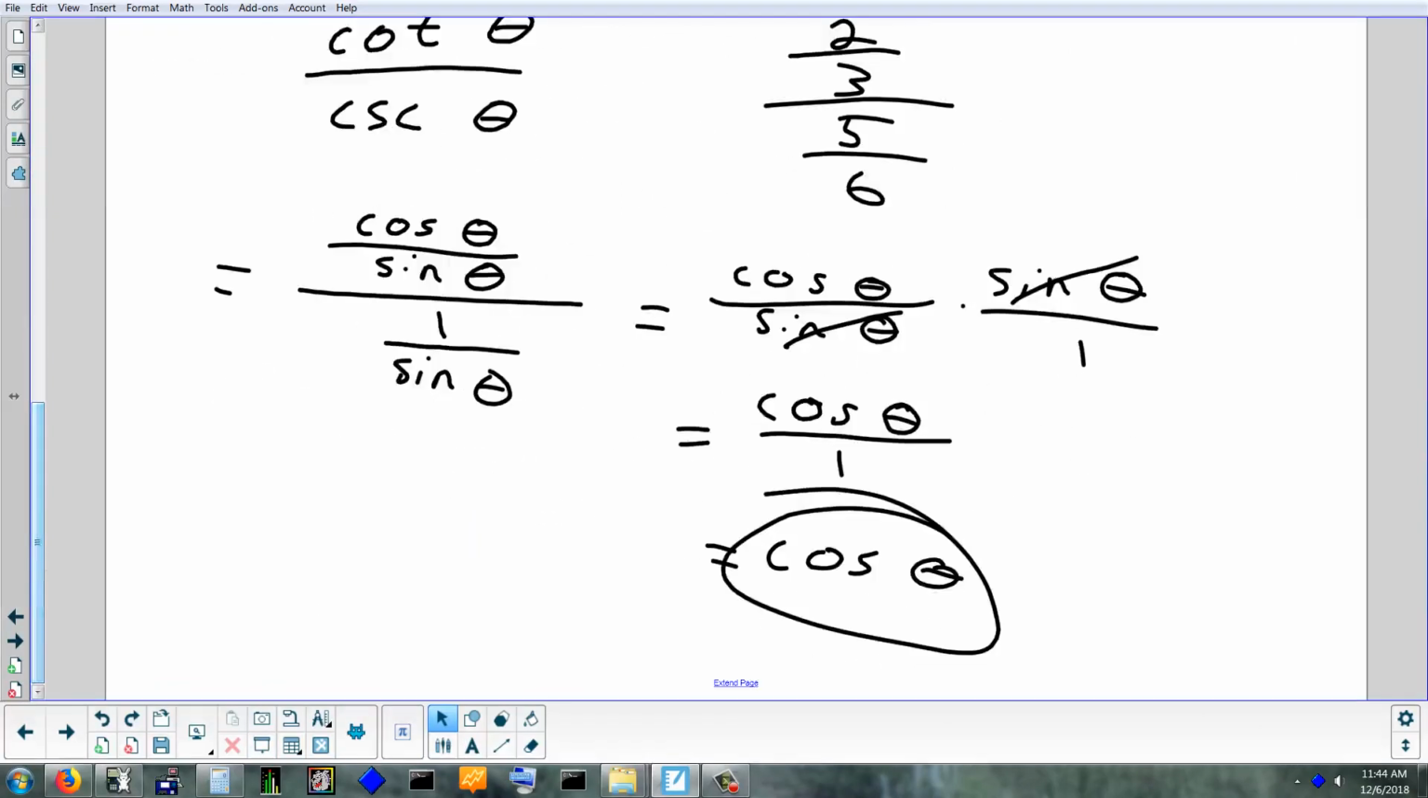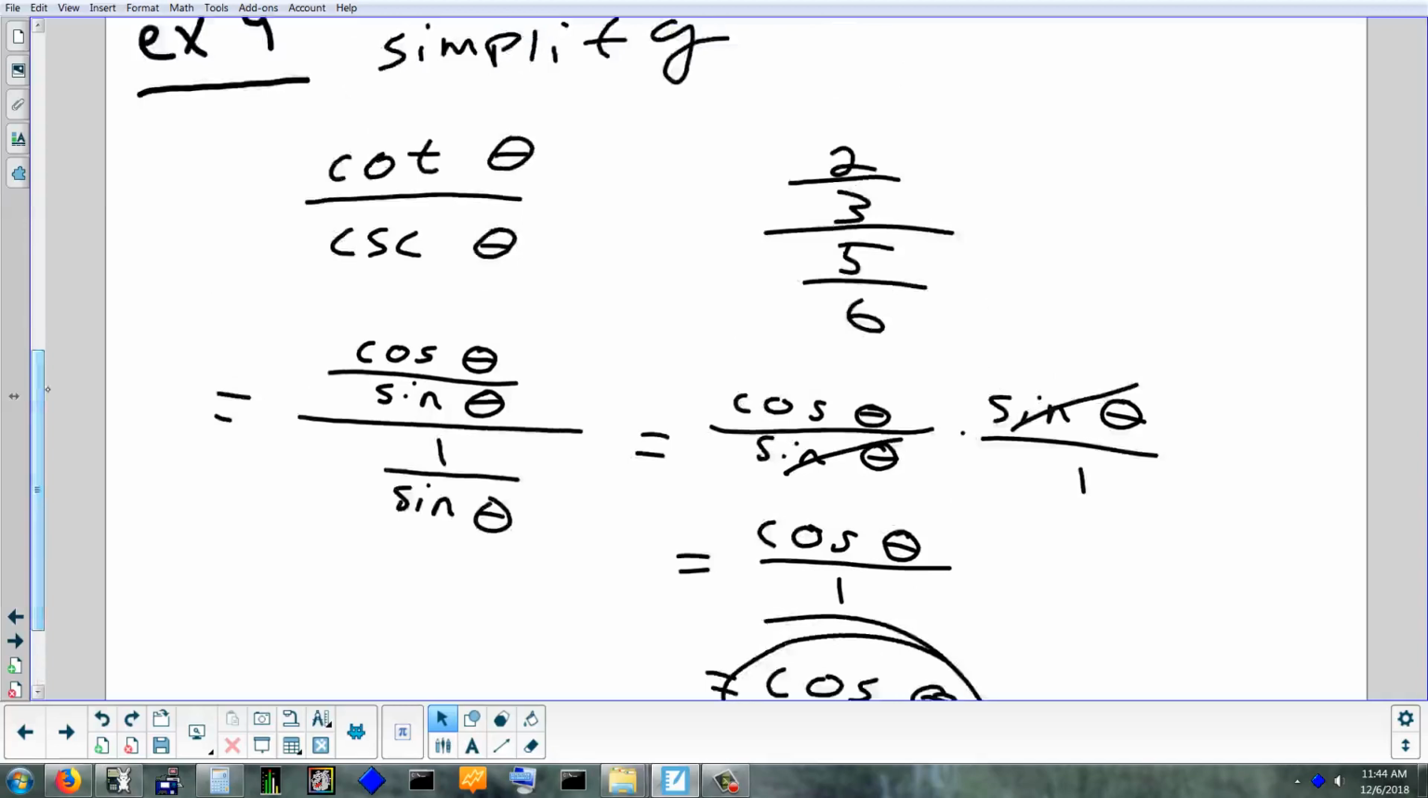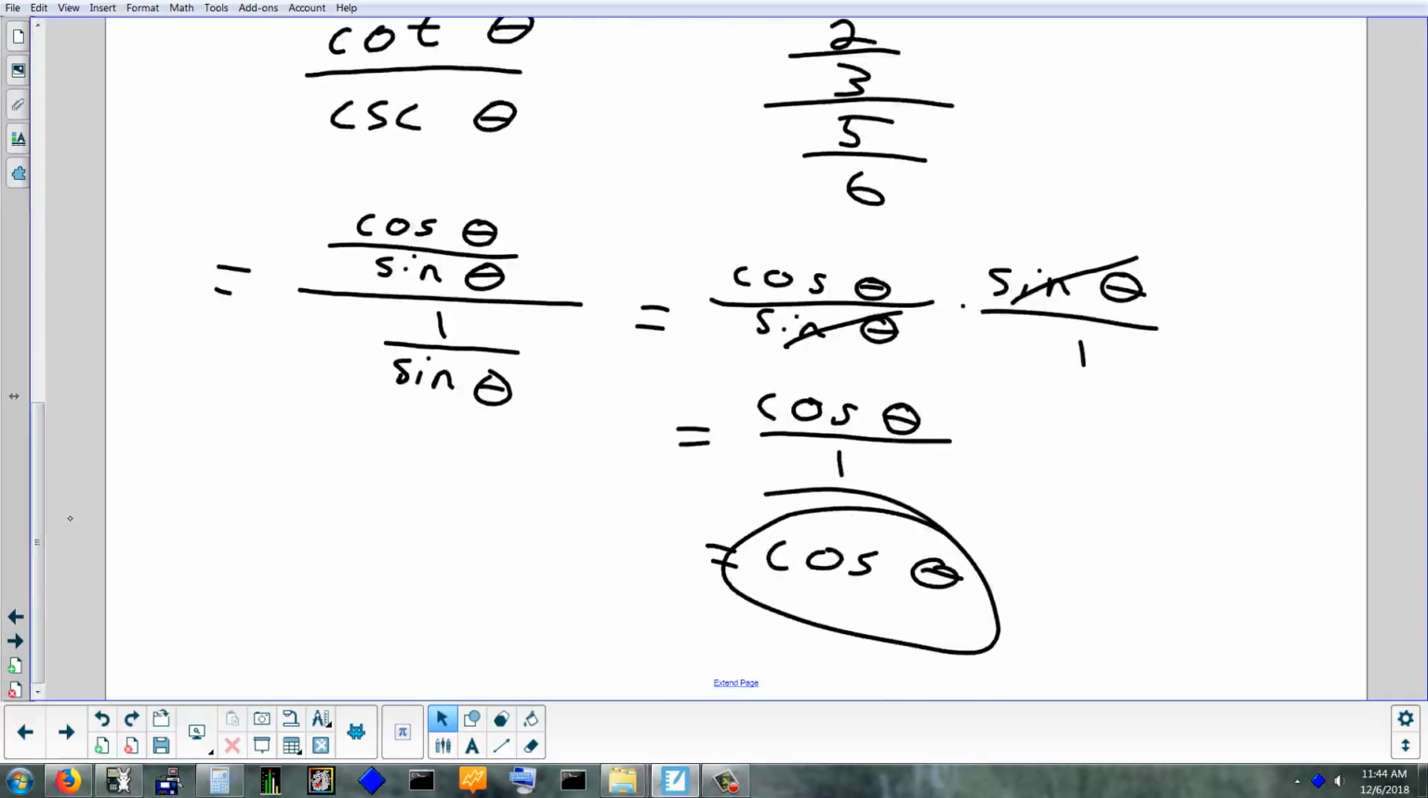So anyway, started out with something that looked kind of complicated. We finished with something that looked a lot simpler. That's the goal. So there'll be one question like that on the test, just one of those. And that's trig identities. That's kind of its own separate thing. Okay. Any questions on that?